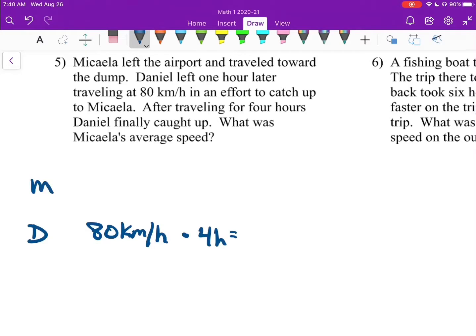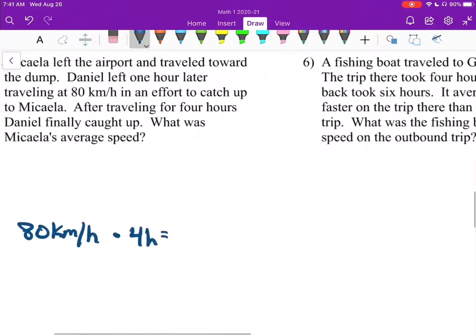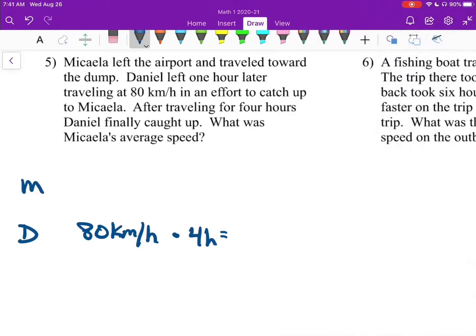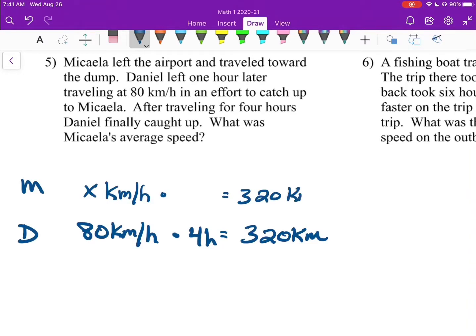Okay. So 80 times 4 is going to be, what is that? Is that 360? That doesn't sound right. 8 times 4, 320. Okay. So Michaela, we're trying to find out how fast she was going. We know that she traveled 320 kilometers, though, right?